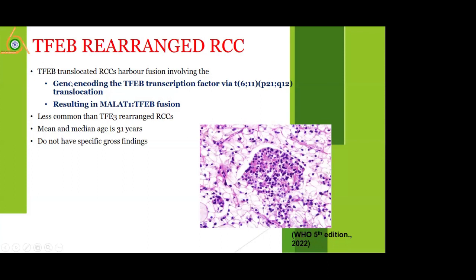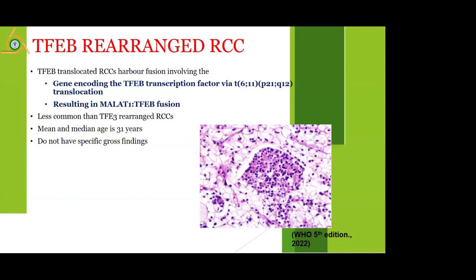So what is the molecular underpinning here? You have the TFEB transcription factor having a translocation with 6;11, resulting in a MALAT1-TFEB fusion. These were previously called 6;11 translocation RCC. TFE3 was called TFE3 translocation RCC, and this was called 6;11 translocation RCC. This is now called TFEB rearranged RCC. As I told you, they are less common than TFE3.